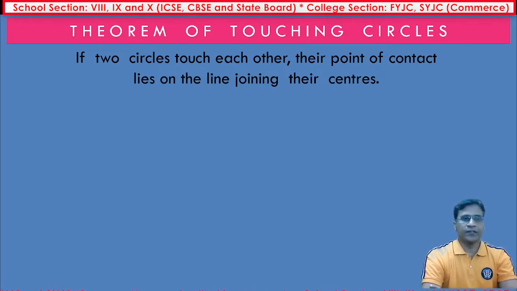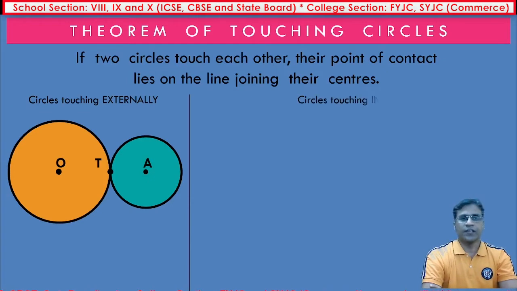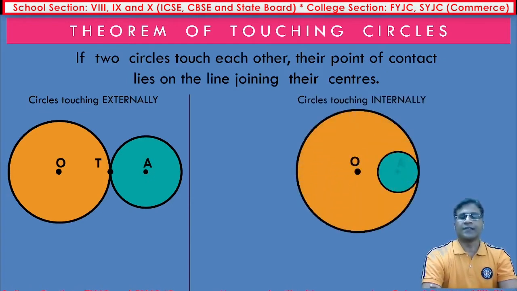One is when circles touch externally. Means we have two circles with separate centers and they are touching at one point T, and the second case is circles touching internally, where the smaller circle lies inside the bigger circle and they touch each other at one point of contact.